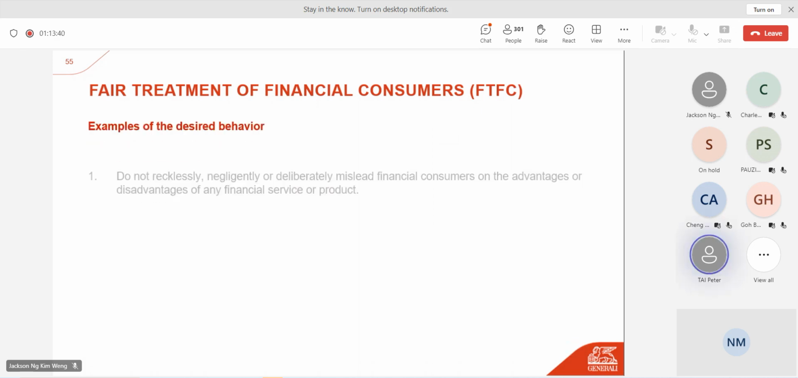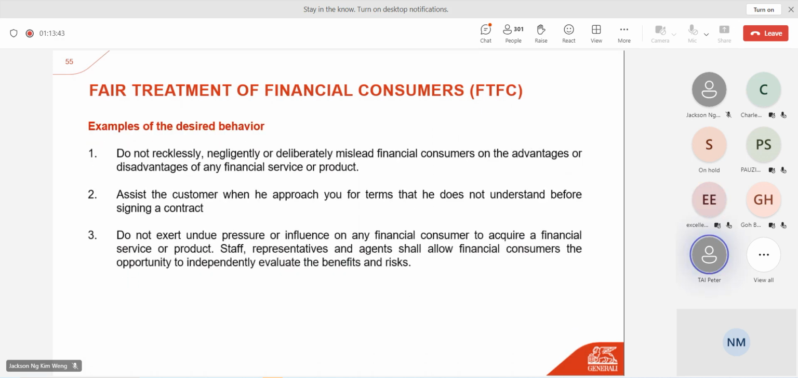Do you know what the desired behavior is? Again, there's going to be a lot of repetition. First thing first: you should not recklessly, negligently, or deliberately mislead financial consumers about any financial service or product. So never do that. I can quote the example I mentioned just now: don't go and tell your client that all these policies cover the same. No, not really. There are 20 exclusions, so you must read the exclusions. Don't tell the customer that everything is covered.